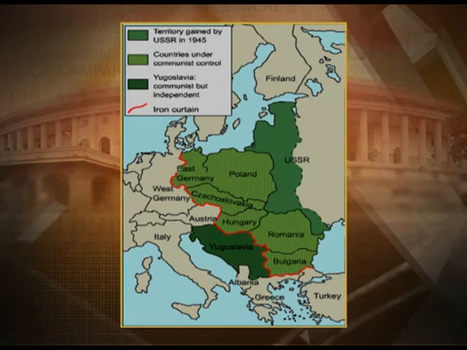Now, the darkest green is the territory gained by the USSR in 1945. The middle green color is the countries which were under the control of the communist regime. And the lightest green is Yugoslavia, that is communist but independent, which was not part of it, and the red line is the Iron Curtain.